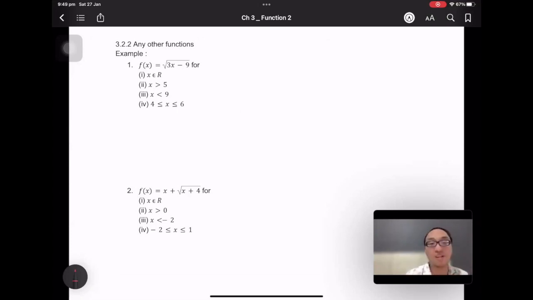Now, again, we have a square root. If you remember, the condition of the square root function is that the term inside the square root cannot be negative. That means the term inside should be greater than or equal to 0. It's always positive or 0. So we have to find the x values that make this expression greater than or equal to 0. So this is 3x greater than or equal to 9, so x is greater than or equal to 3.